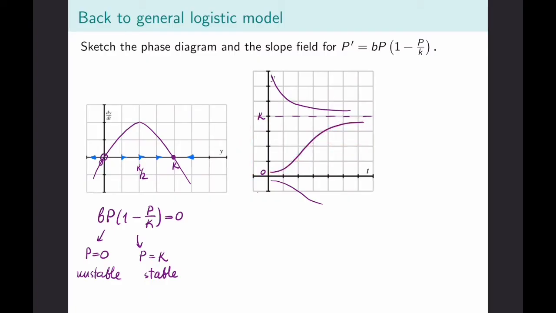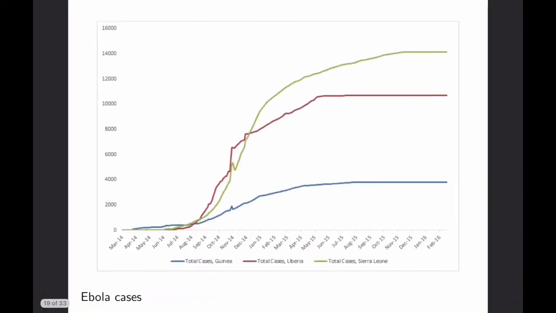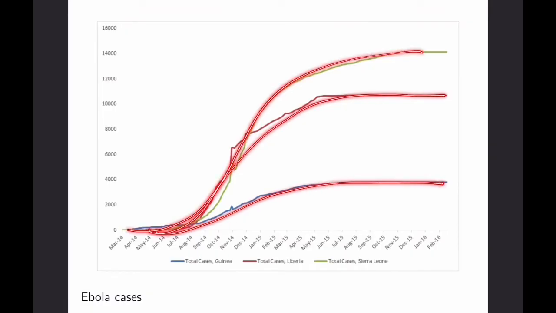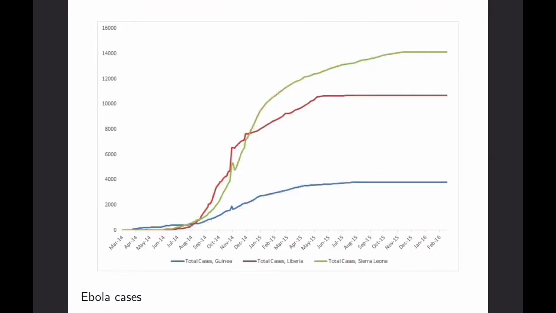With this in mind, we see this curve often in a variety of real data from the real world. For example, all of these curves are very reminiscent of the logistic curve, but with different rates of growth. These describe Ebola cases in 2014 and 2015 in Guinea, Liberia, and Sierra Leone.